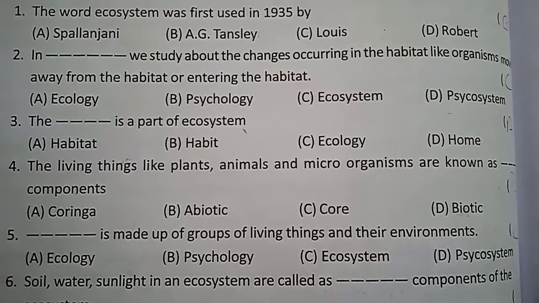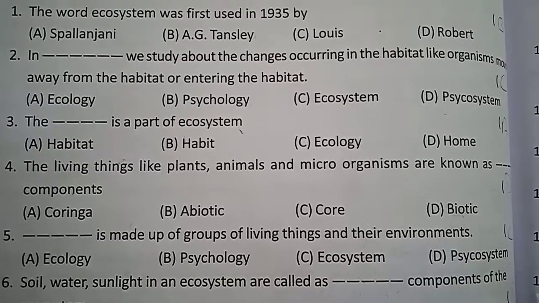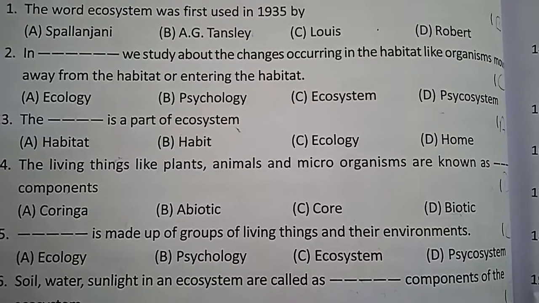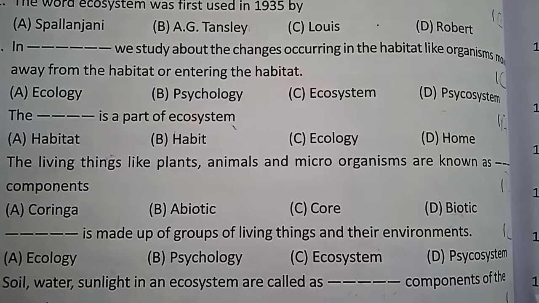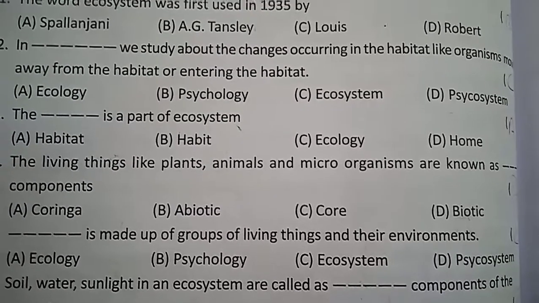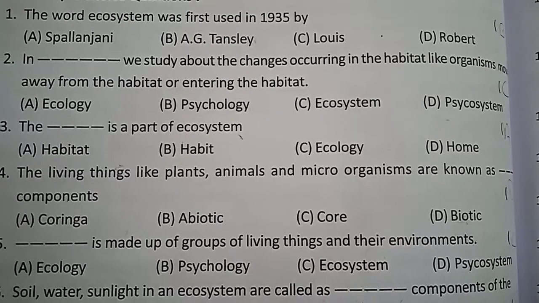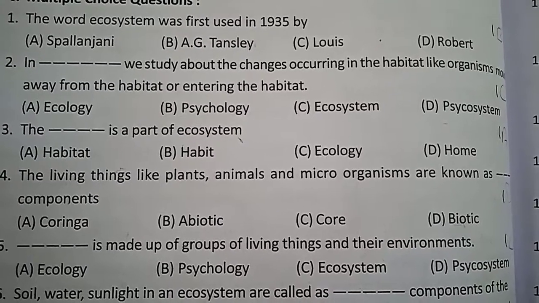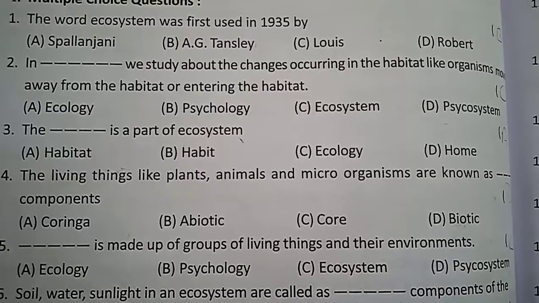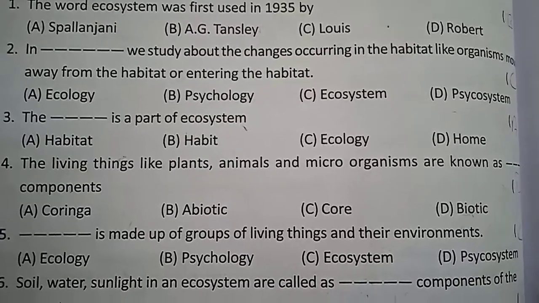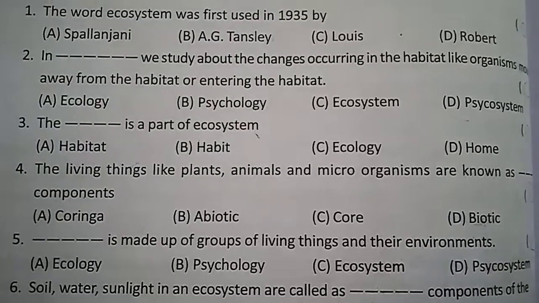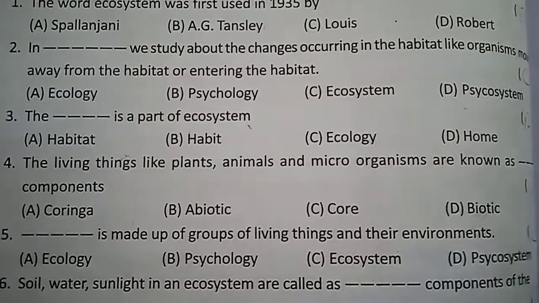The word ecosystem was first used in 1935 by A.G. Tansley. B option is the correct answer. In the first question itself, another answer also is there for us. In which year the word ecosystem was coined? 1935. So, like this, we have to prepare for the competitive exams.